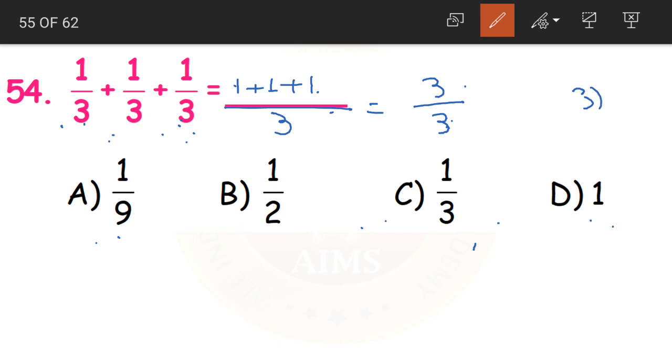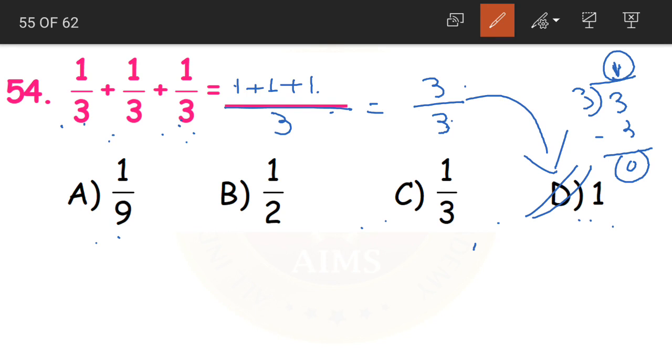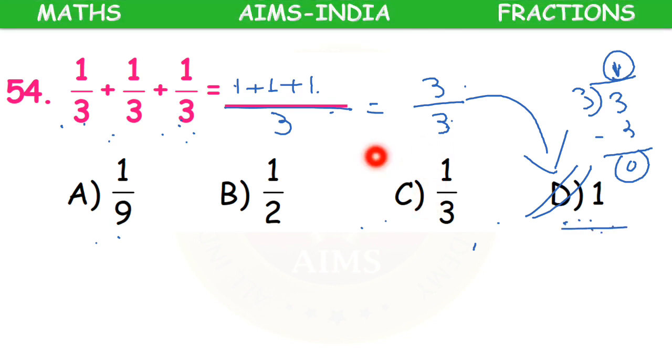3 by 3 is nothing but 3 divided by 3. We have 3 ones are 3 when we subtract. 0 is our remainder. Now what is the quotient here, children? 1 is our quotient. So 3 by 3 is nothing but our option D, 1. Understood? So if you do not find the answer, that does not mean that your answer is wrong. You just need to divide it or find the equivalent fraction of it.